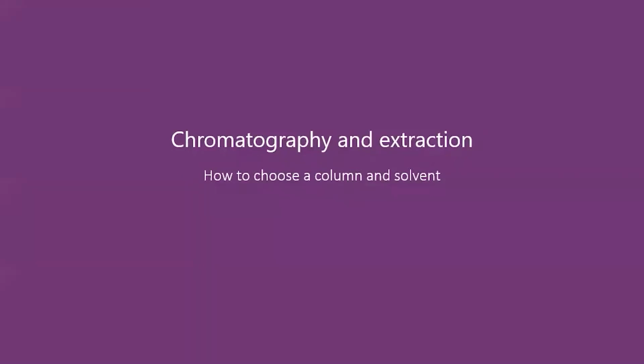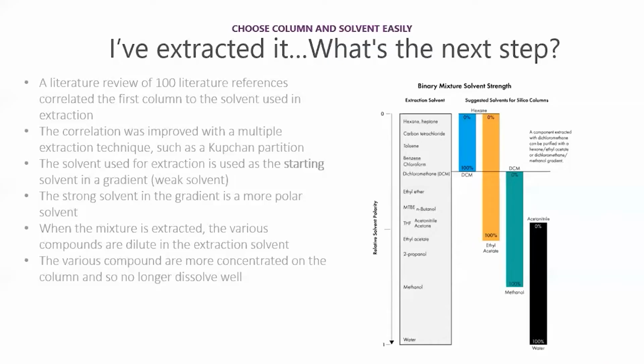After you extract, the question is, how do you choose a column and solvent? Remember the Kupchan partition that we mentioned a few minutes ago? The mobile phase suggestions are from this chart. This is based on a literature review of over 100 references that we did here at Teledyne. Note that this chart is for normal phase, so the stronger solvents are lower in the chart. Use these suggestions for silica and alumina.